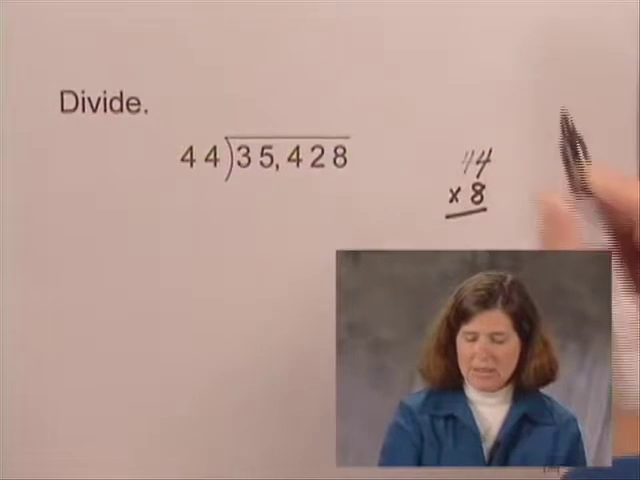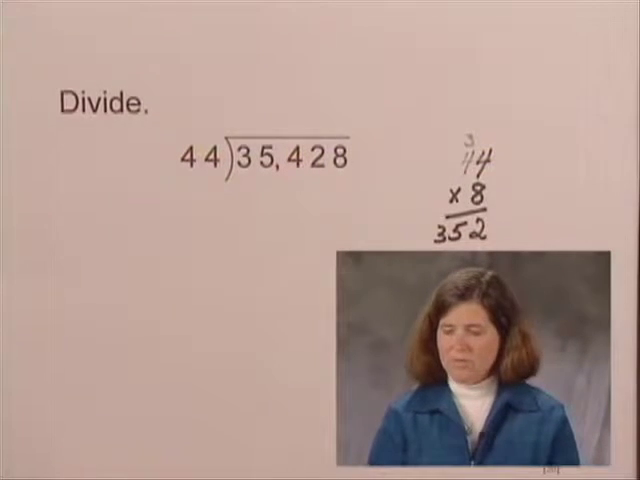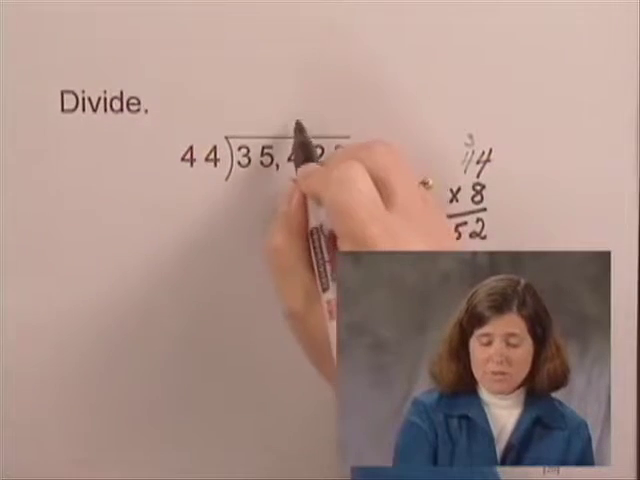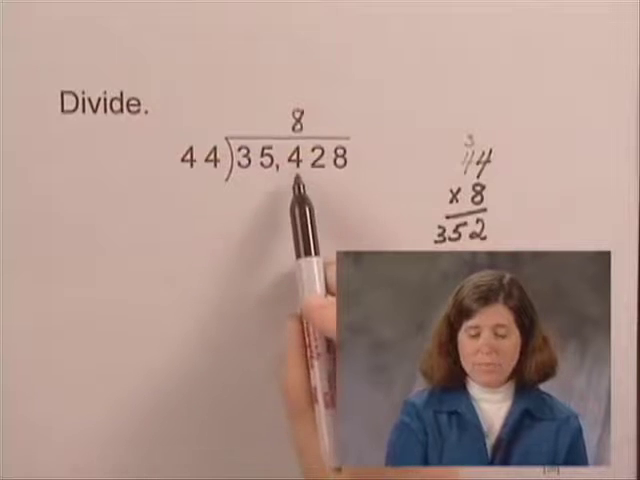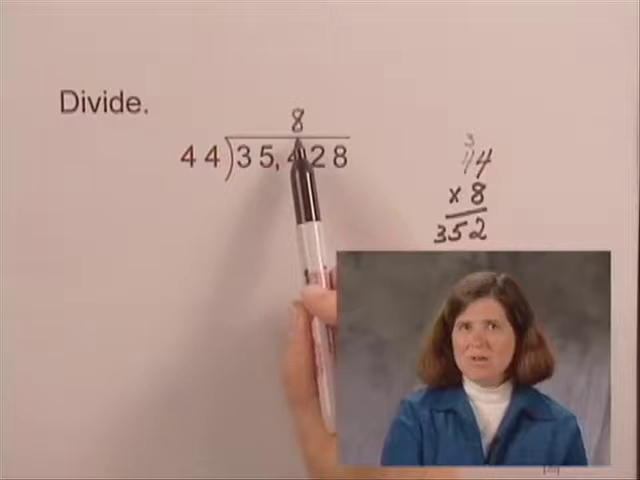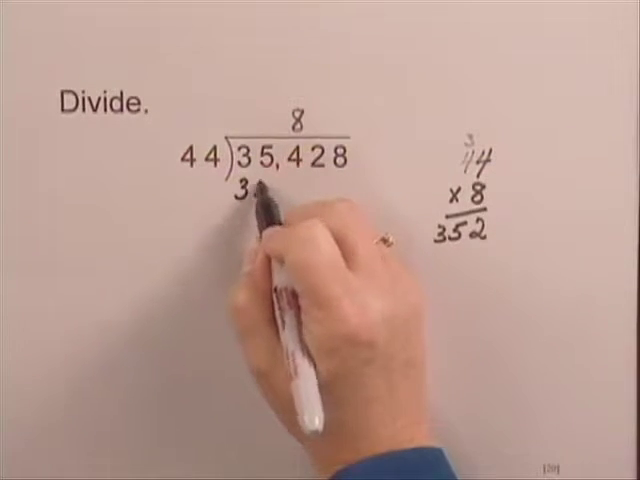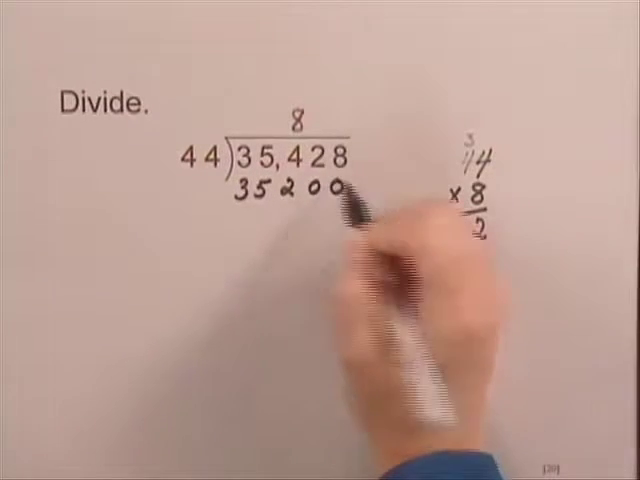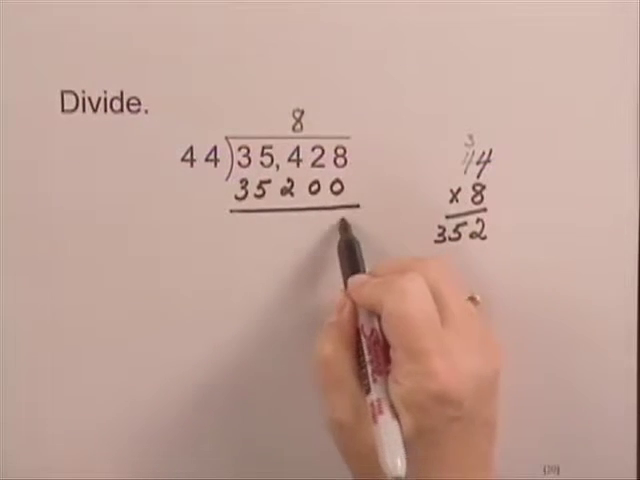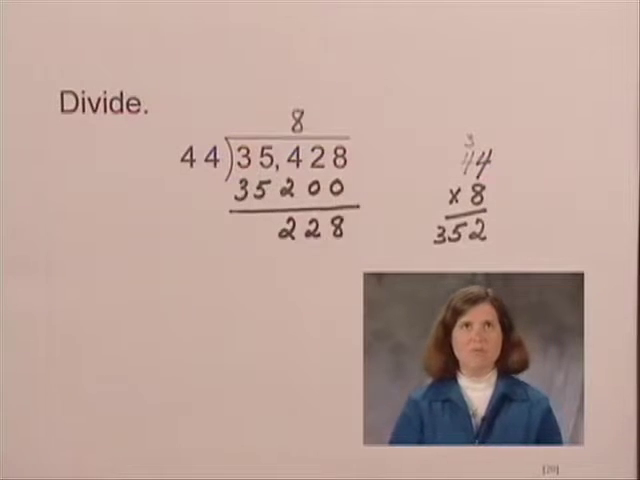times 8, we get 352. So we write, and that is less than 354, so we write the 8 above the 4, and we put our product 352, but this is really 800, so we need 352 hundredths, or 35200 to subtract from the dividend. When we subtract, we have 228 still left to divide by 44.